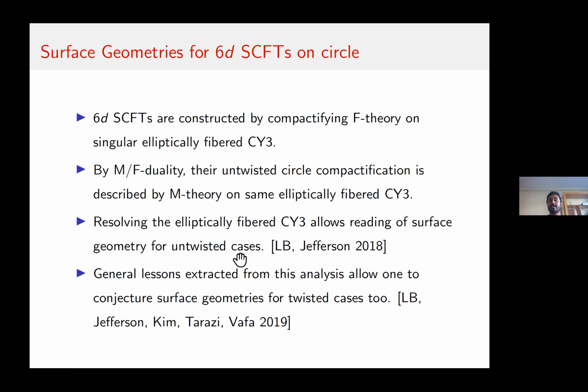And then when you go to the twisted cases, these pieces are just combined differently. So by extracting these general lessons, people have conjectured surface geometry also for the twisted cases as well. So in this way, first starting from resolving the Calabi-Yau 3-folds, getting some general lessons from them, and extending it to twisted cases, this problem of finding surface geometries for circle compactifications of 6D SCFTs can be solved.